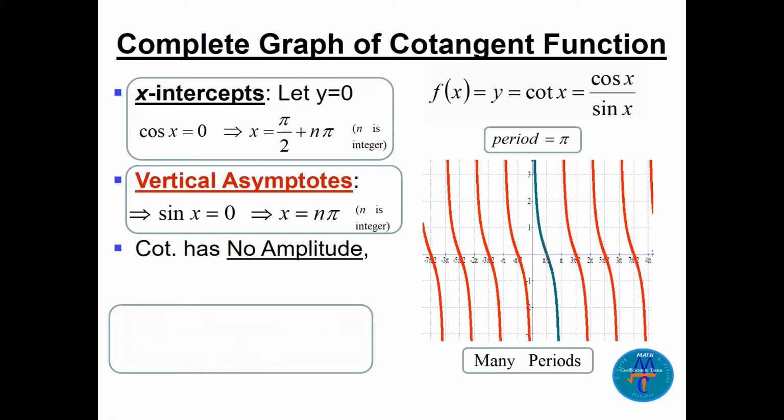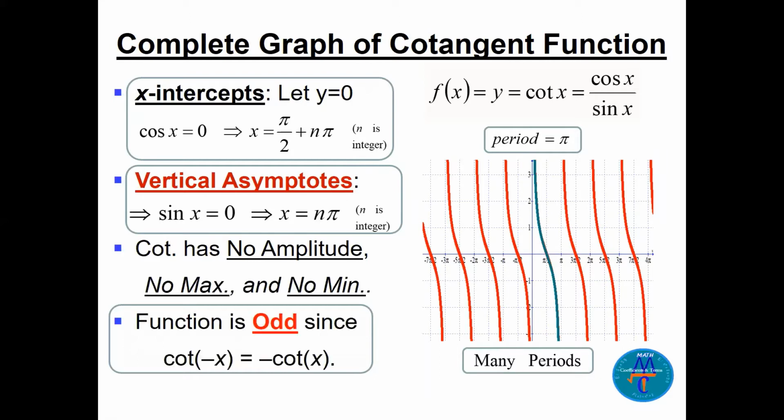Cotangent function has no amplitude because there is no maximum and there is no minimum. Cotangent function is odd. You can see that in the table. So cotangent of minus x is equal to minus cotangent of x. We'll see that also in the coming lectures.